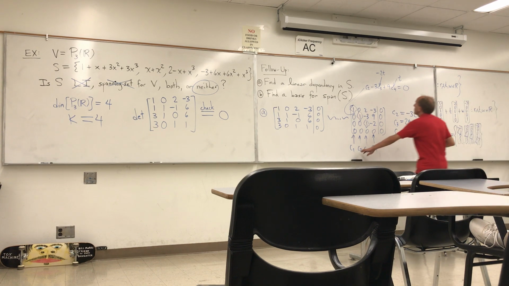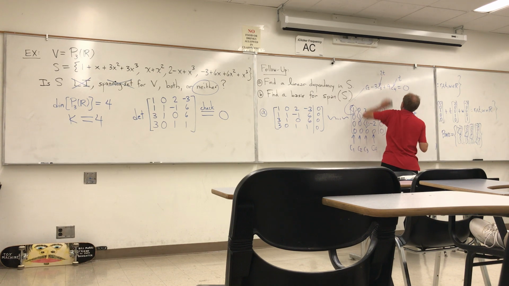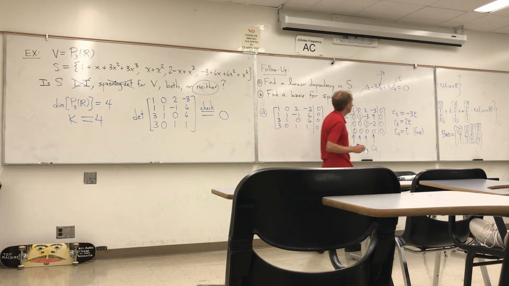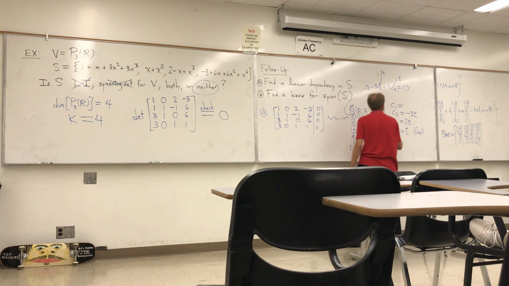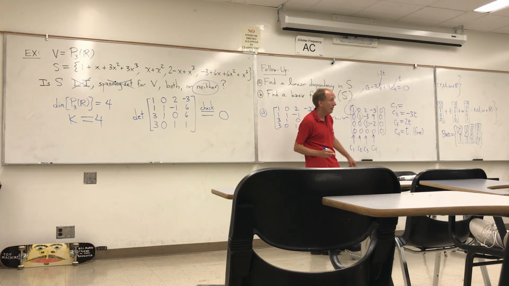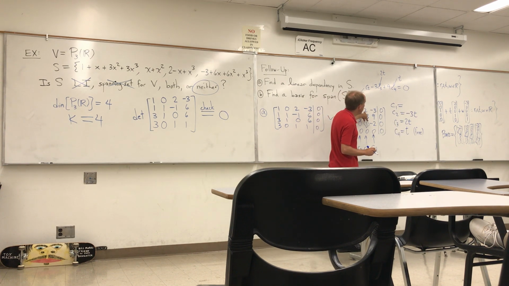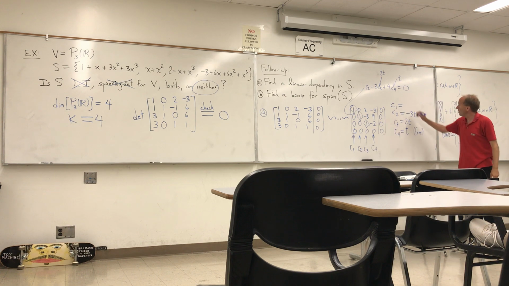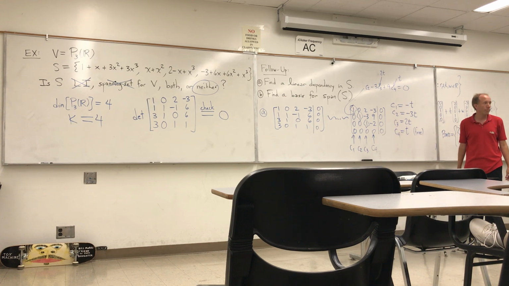I'm sorry, C3 is 2T, but this is 2T. So if you put 2T there and T there, then you've got C2 equals negative 3T, right? And then finally, you have to back substitute for what C1 is. C1 is negative C2 times C3 plus 3 times C4. I believe that's just negative T.